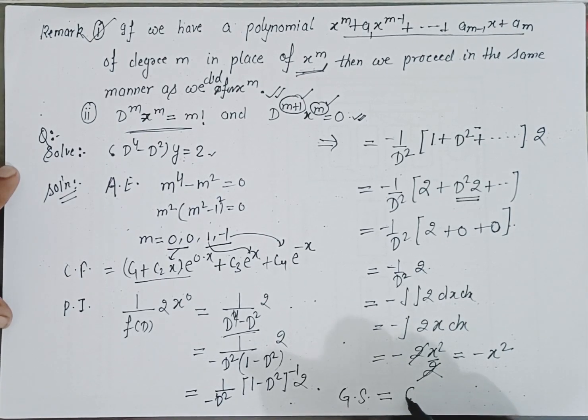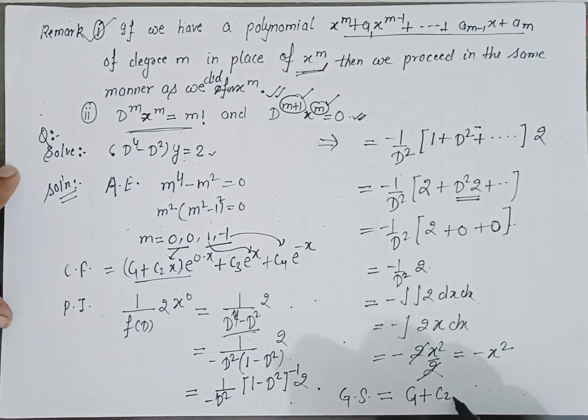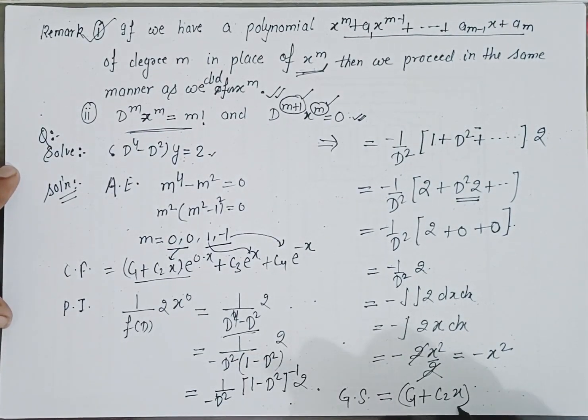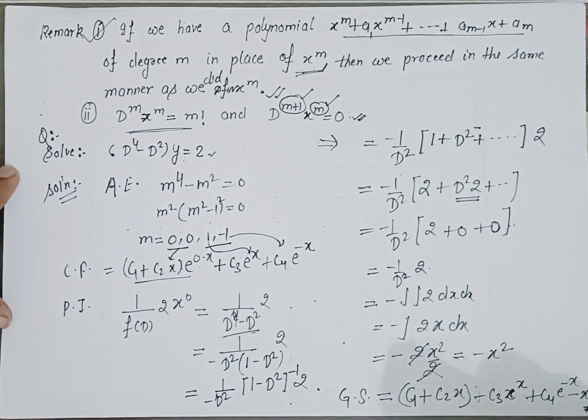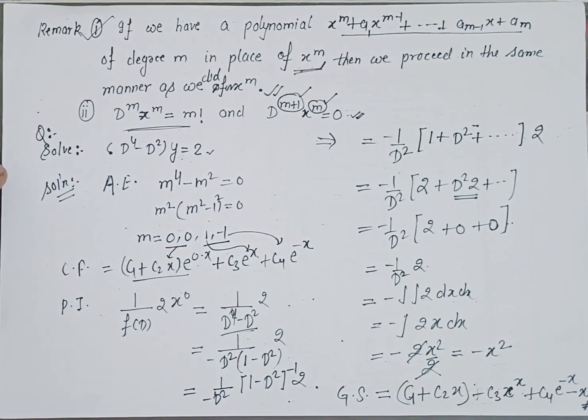We have done this. So c1 plus c2x, e to the power 0x means 1, so we will write it as only that. Then c3 e to the power x and plus c4 e to the power minus x. What about the PI? That is minus x square. It is your final answer. So guys, we have simple steps to follow here to find the required solution.